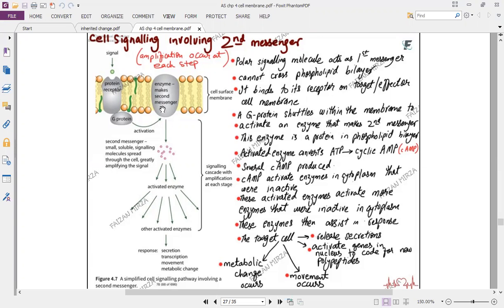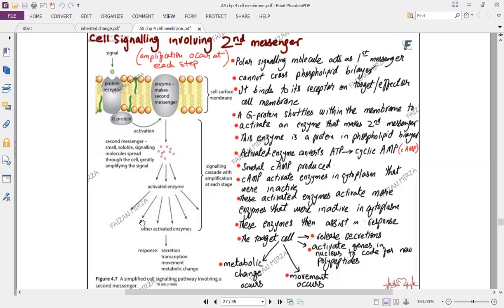The enzyme that makes the second messenger becomes activated. It activates second messengers, which are small soluble signaling molecules that spread throughout the cell, greatly amplifying the signal. So several second messenger molecules will be made here. These second messenger molecules will go on and activate enzymes that initially were inactive. For example, initially we saw that the enzyme that made the second messenger was inactive, but the attachment of the G protein triggered its activation. So the release of the second messenger activates the enzymes which initially were inactive in the cytoplasm.